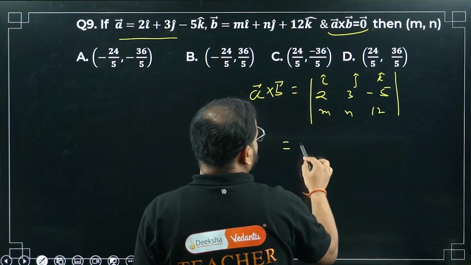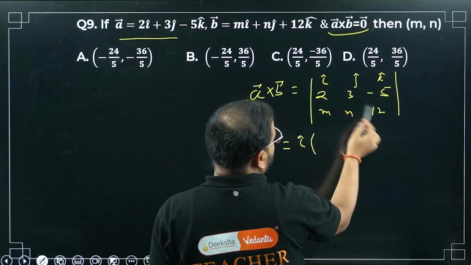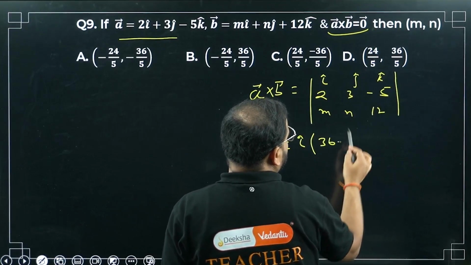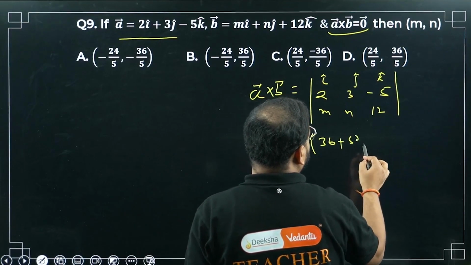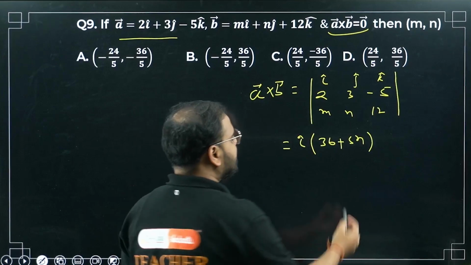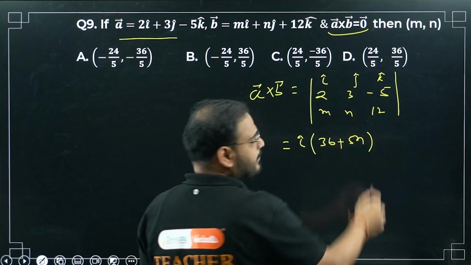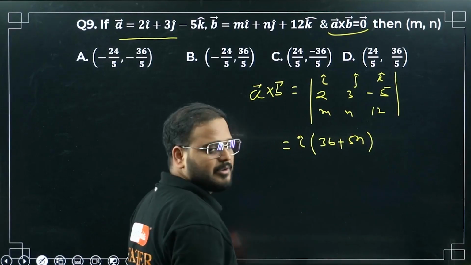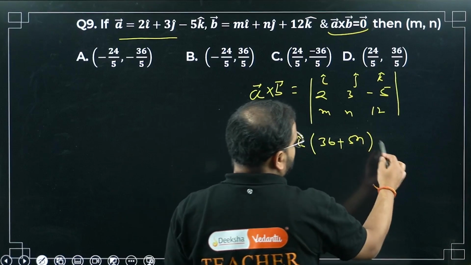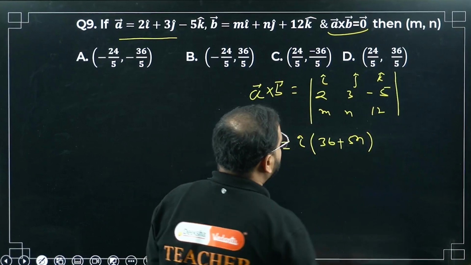Find this. So I cap times what am I going to get? 36 minus of minus of 5n. Okay, 36 plus 5n, correct? Minus 5n with a minus sign will come again, plus 5n. Please solve this determinant. You're going to get the same result.